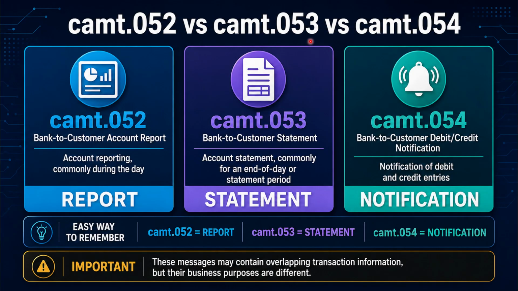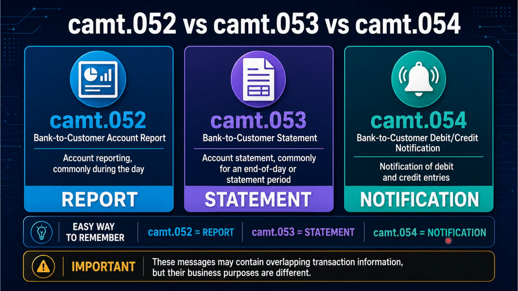camt.052 versus camt.053 versus camt.054. These three messages belong to the ISO 20022 cash management reporting family, but they have different purposes. camt.052 is the bank-to-customer account report. It is commonly used for account reporting during the day. camt.053 is the bank-to-customer statement. It is commonly used for an end-of-day statement or another defined statement period. camt.054 is the bank-to-customer debit/credit notification. It notifies the receiver about debit and credit entries.